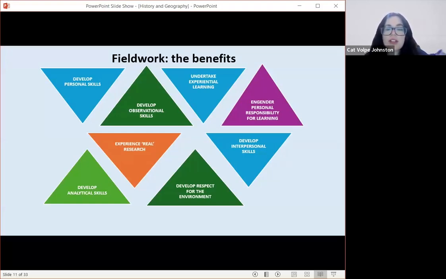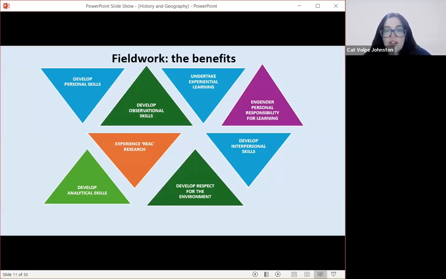They're also involved in experiential learning, so being in the field and being a part of something greater than them. Developing observational skills, so learning those skills to look for something in the field and transfer that into some sort of recording or data collection. Personal responsibility for learning: the teacher is there helping students and guiding them, but students are responsible for their own learning.